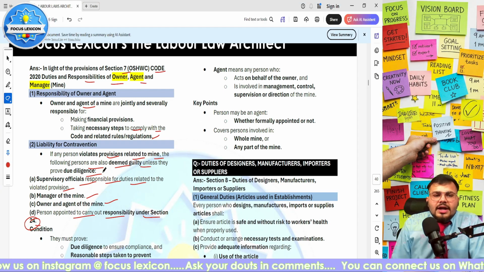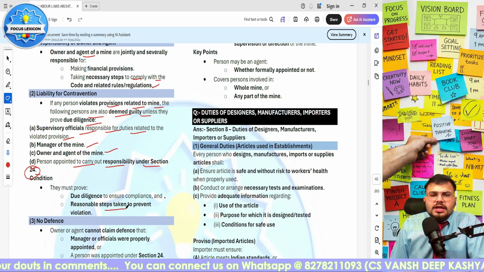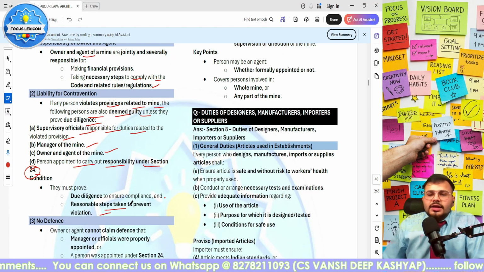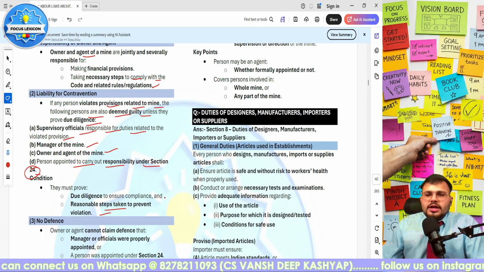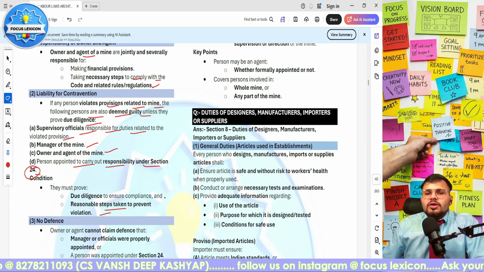So they will be held guilty, but they will not be held guilty if they have proved due diligence to ensure compliance and reasonable steps taken to prevent the violation. That they have taken steps to prevent that violation and they have done their due diligence properly. So then they will not be covered. They will not be held guilty.